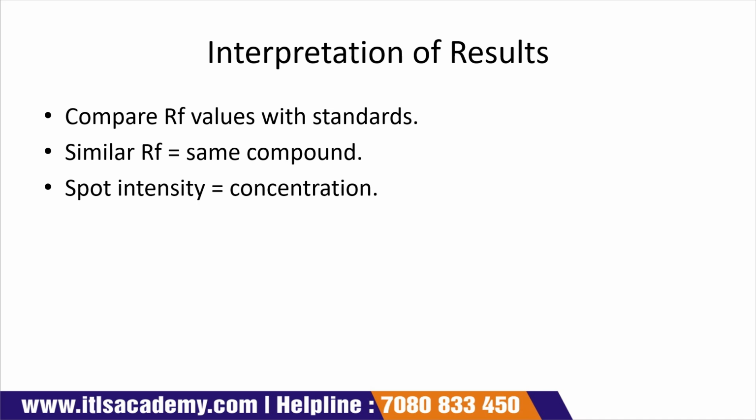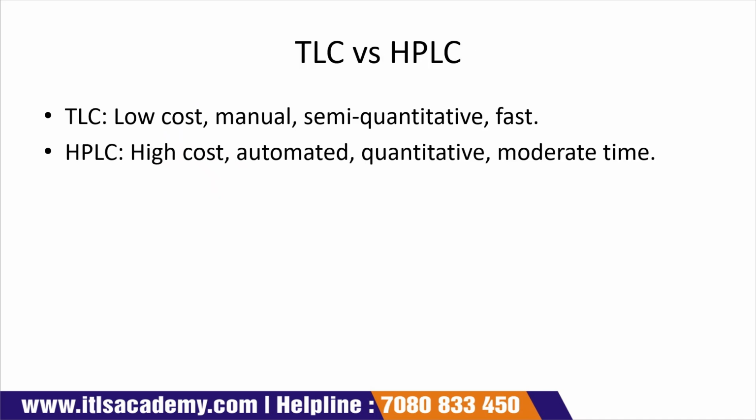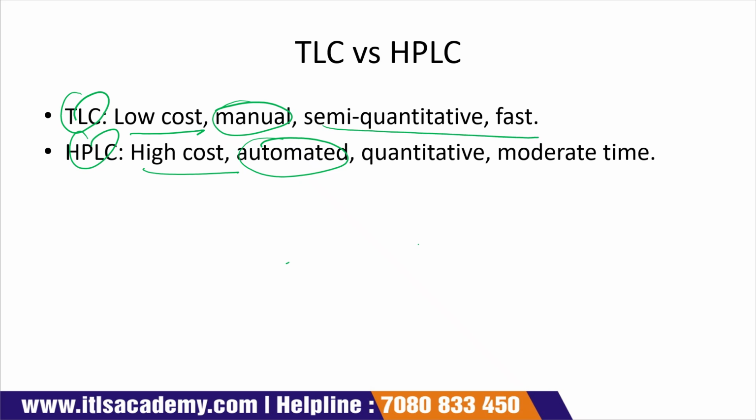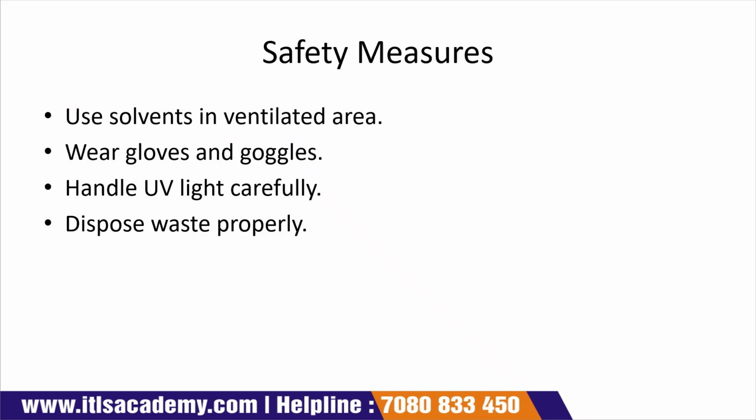Interpretation of results: compare the RF value with standards. Similar RF values indicate the same compound. Spot intensity indicates concentration. TLC versus HPLC: TLC has low cost, HPLC has high cost. TLC is done manually, HPLC is automated. TLC is semi quantitative and fast, and HPLC is quantitative and takes a moderate time.